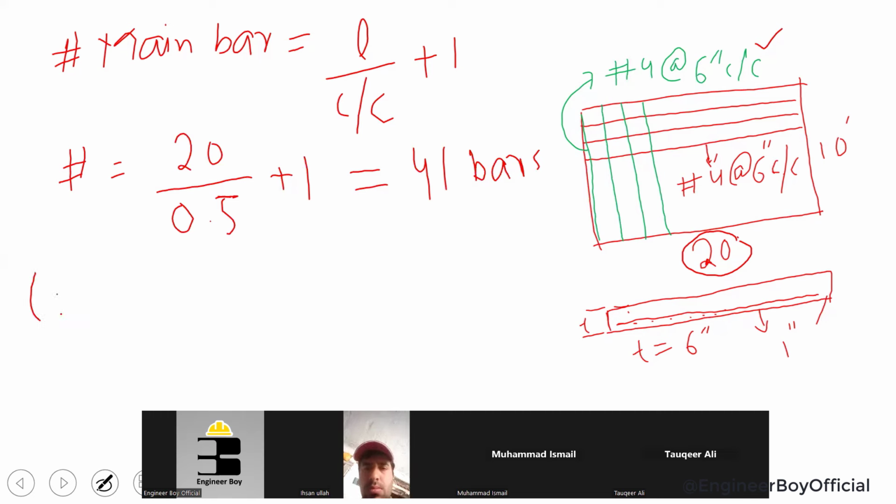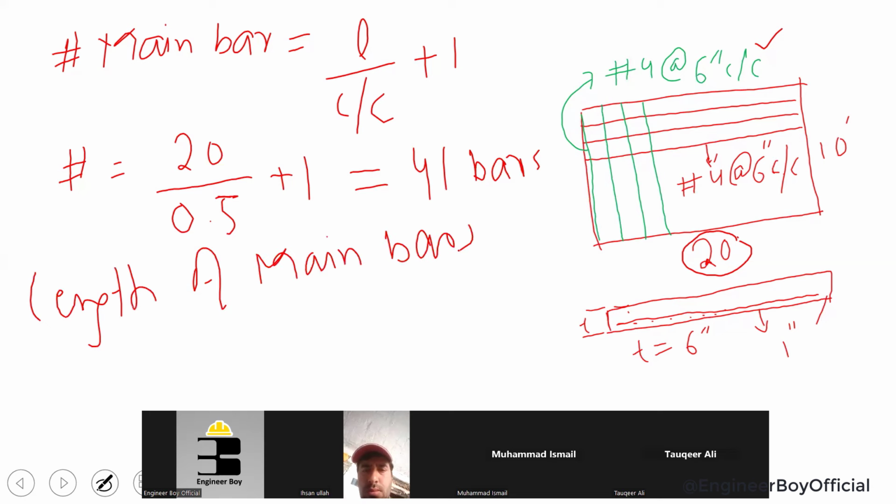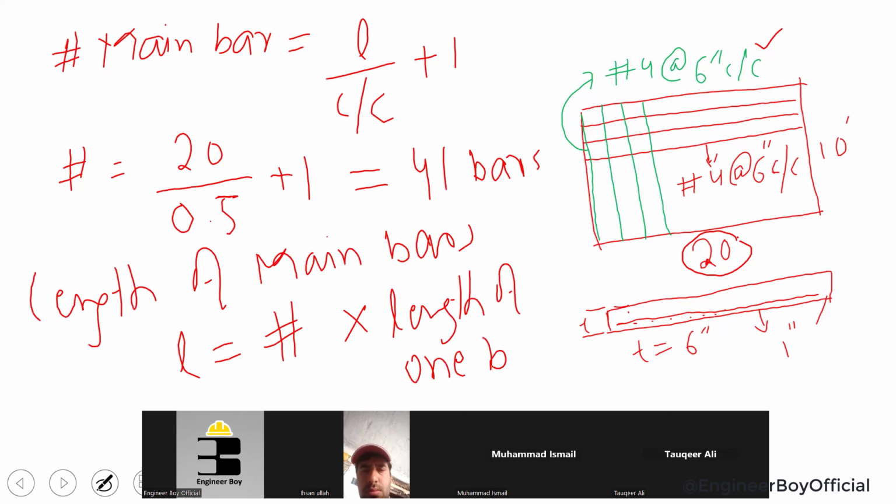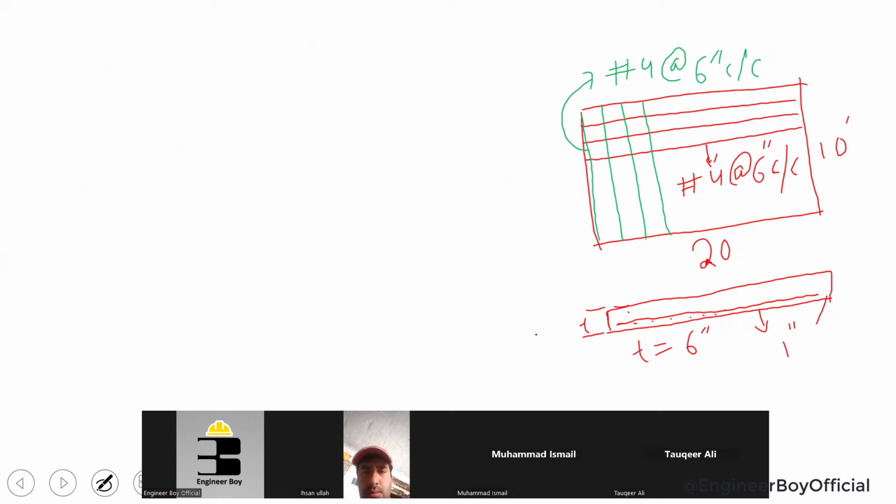Let's say the length of main bars. If we say the total length, then we will multiply the number of bars with the length of 1 bar. So this is the formula. Now, we have the number of bars, which is 41. And the length of 1 bar, we will determine that. If you see, the main bars are just 10 in length.